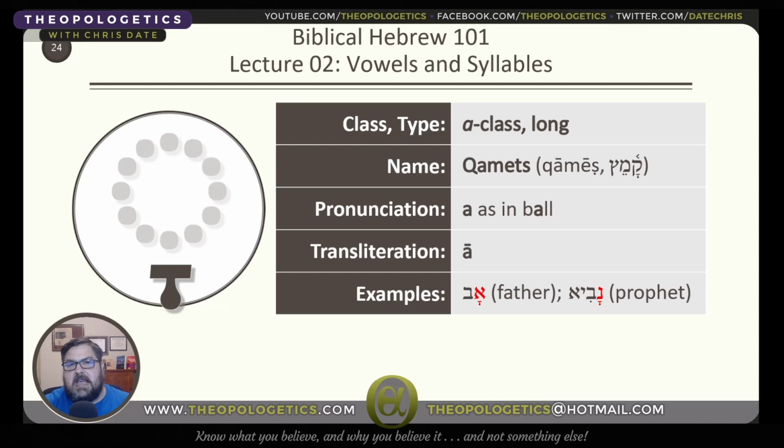This is pronounced like the A in the English word ball, and it is transliterated as an A with a line over it to indicate that it's a long A sound. Words that start with this vowel sound include av, meaning father, which, by the way, is why Avraham's name, Abraham, is what it is. It begins with that word av, meaning father. And another example is navi, meaning prophet.